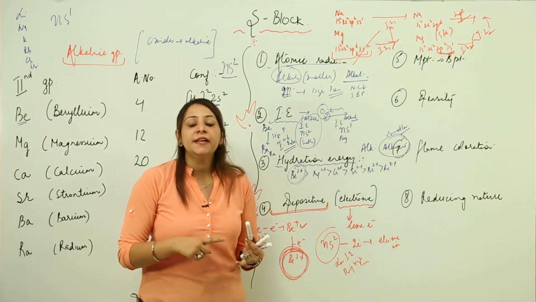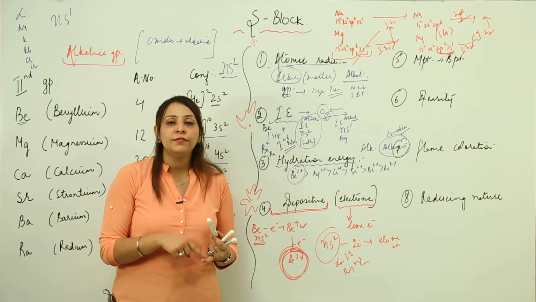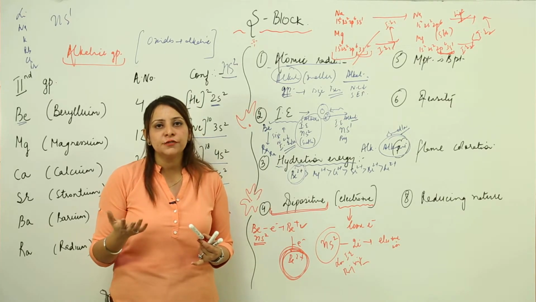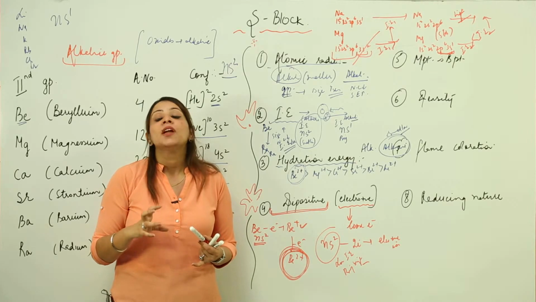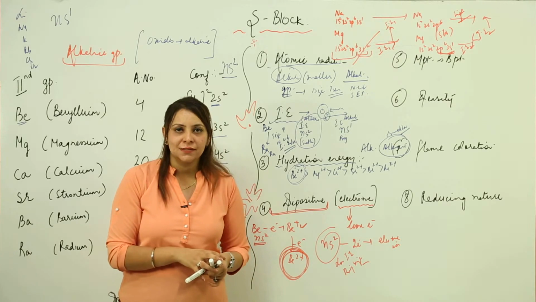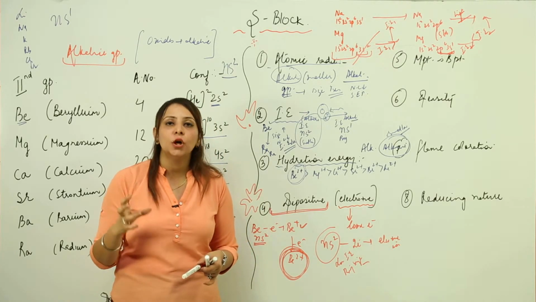And moreover, the dipositive ions often exist in the solid state because they are too small in size. The more the positive charge, the smaller the cation. So they are smaller in size, they can fit better into a crystal lattice, and that is why they exist in the solid state.